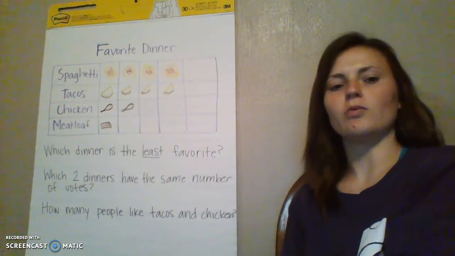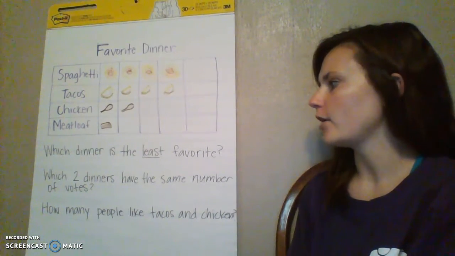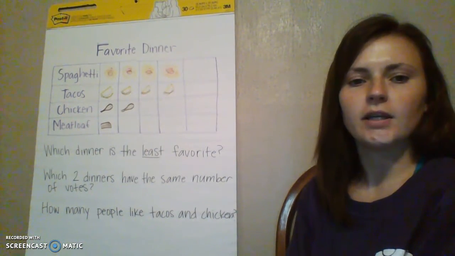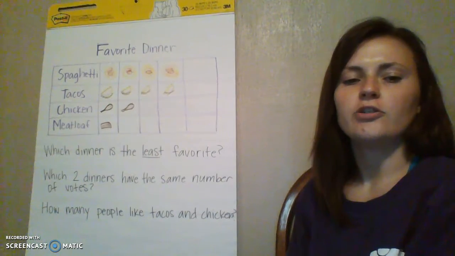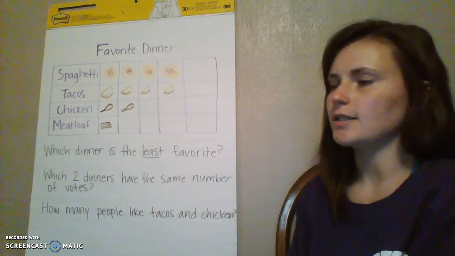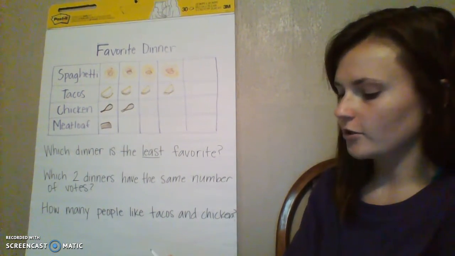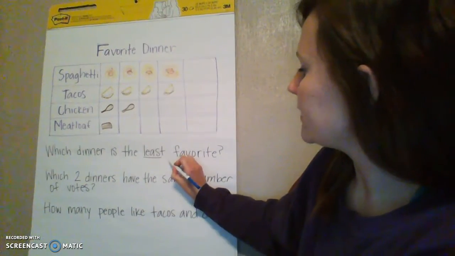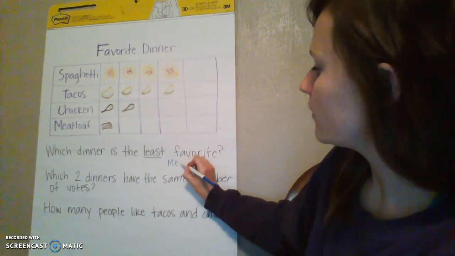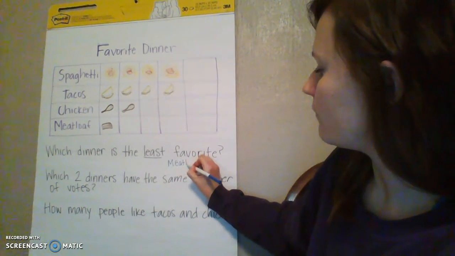So the first question is, which dinner is the least favorite? So least means like the smallest number. So which dinner had the smallest number of votes? And the answer would be meatloaf, because meatloaf got 1 vote.